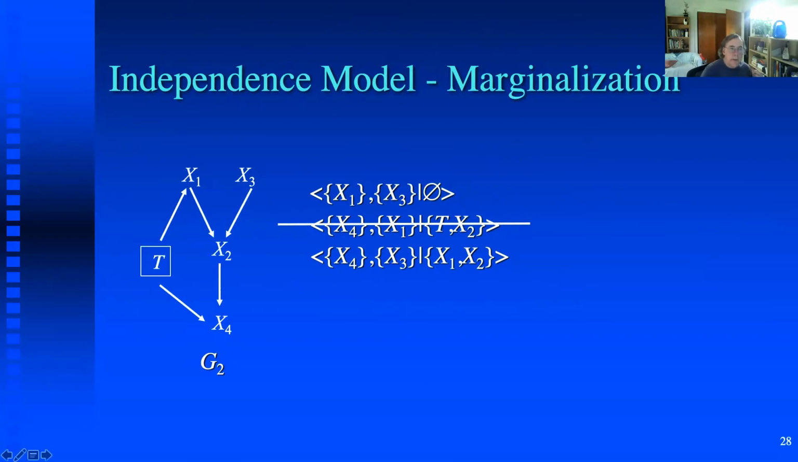So in this case, there would be a directed edge from x1 to x4 when I did the marginalization, and that is because x1 and x4 are d-connected conditional on every subset of the observed variables. The only way I can d-separate them is using T, and the reason it would be a directed edge is that x1 is an ancestor of x4.